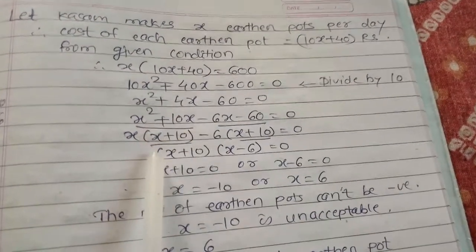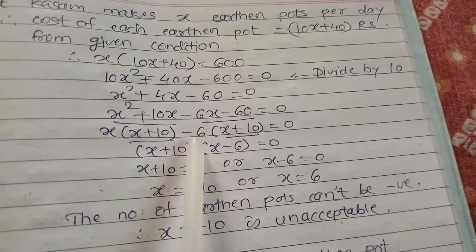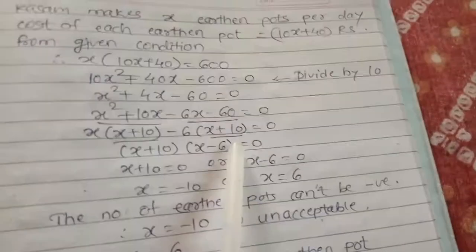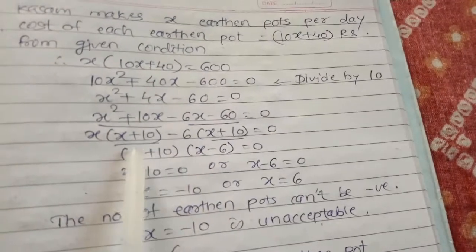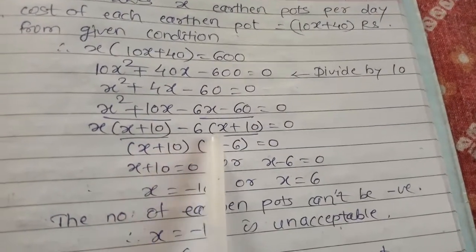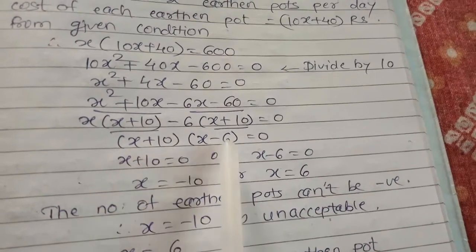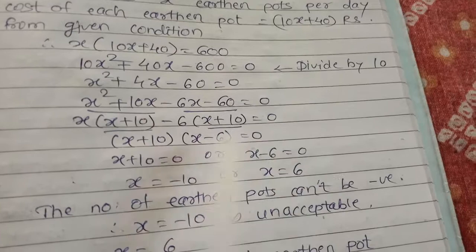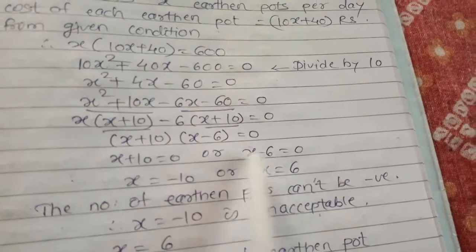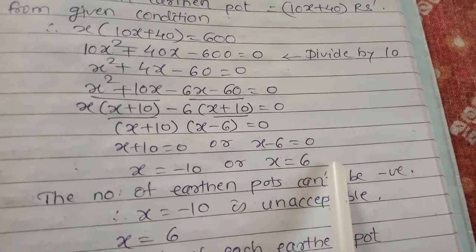From the first group we take the common x, that is x plus 10, and from the second group the common is 6. So in the bracket we get x plus 10. Now both these brackets are common, x plus 10, and in the second bracket we get x minus 6 is equal to 0. Since the product of two brackets is 0, the first bracket is 0 or the second bracket is 0, so we get x is equal to minus 10 and x is equal to 6.